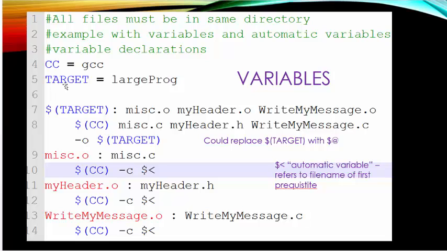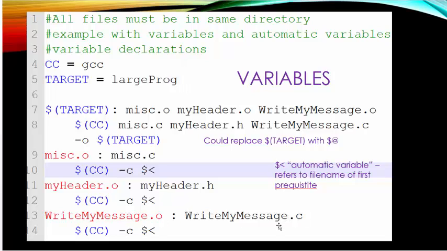Also, I said my target was large program. That's the executable I want to make. So everywhere in my makefile, I can now substitute this variable $(target) in parentheses. And so if I wanted to go back and edit my makefile, I can just edit it up at the top with my variable definition. I don't have to edit everything down below.